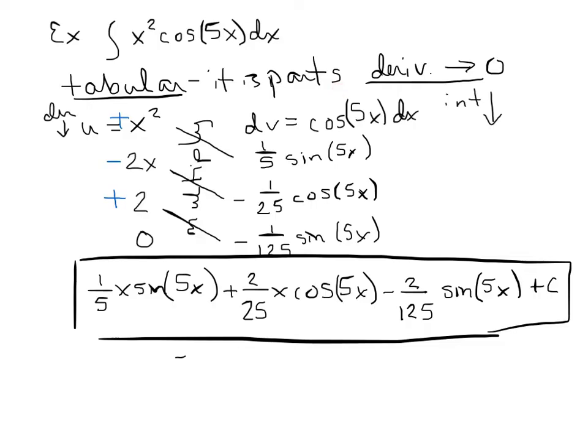I like both because this is such a simple calculation, and I tend to make mistakes when I have to multiply through the negatives and all of the constants along the way. All right, so let's do an example. Let's do an example where we can't use tabular.